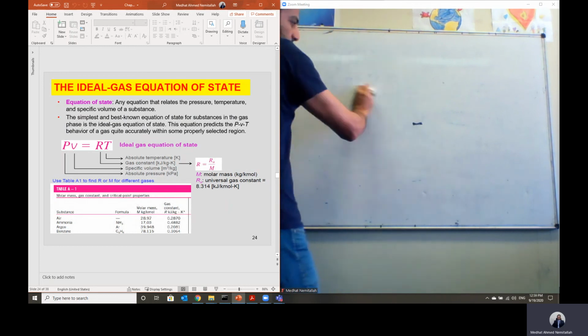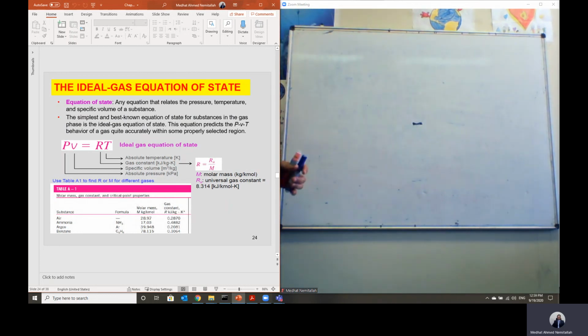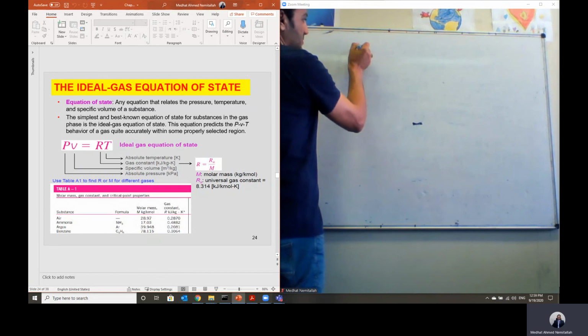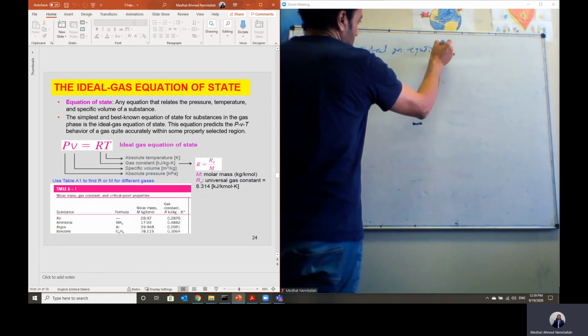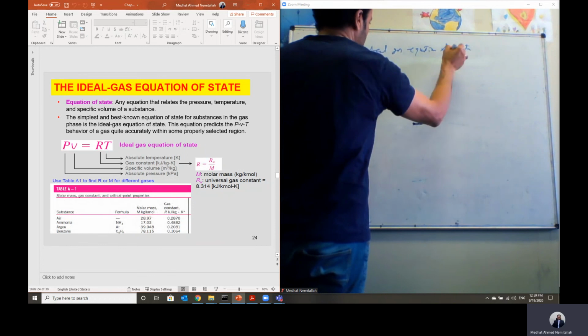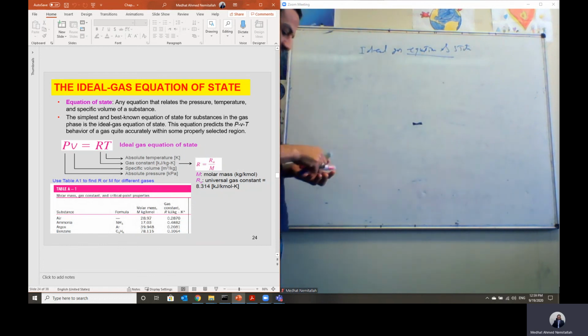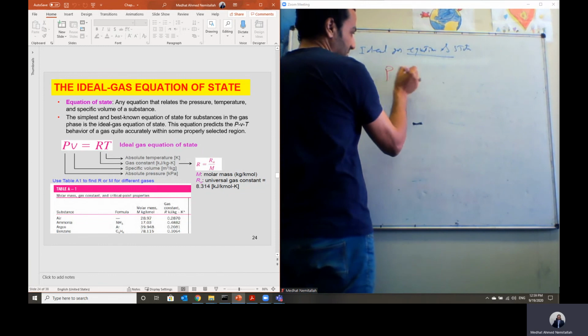we don't need to have tables, because we have what we call the ideal gas equation of state. So in case of ideal gas, which is another topic in this chapter, to calculate the properties we can apply the ideal gas equation of state. I think you have an idea about the ideal gas equation of state, which is applied only to the case of ideal gases.